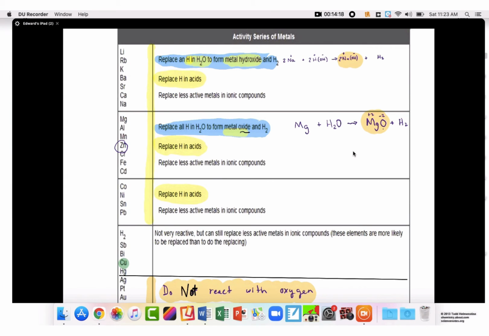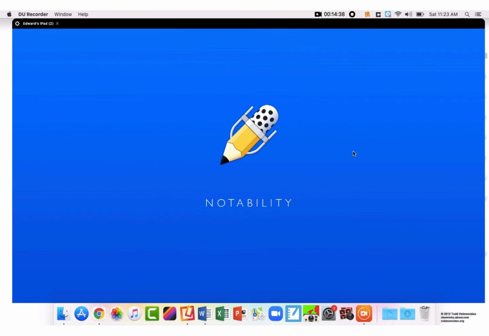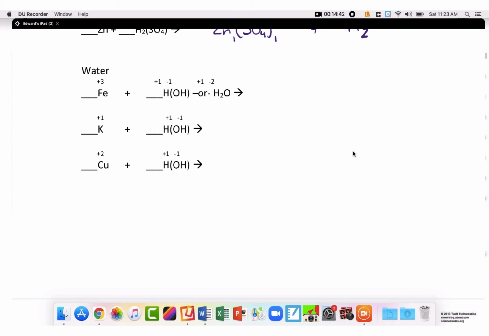The next one we had on there was Fe, and so Fe does react with water. But look how it reacts. It replaces all of the H's in H2O, forming a metal oxide and H2. Let's do that before we go on. So, this is kind of weird here. I erased these on the other tests and I kind of messed up. I didn't erase them right here.